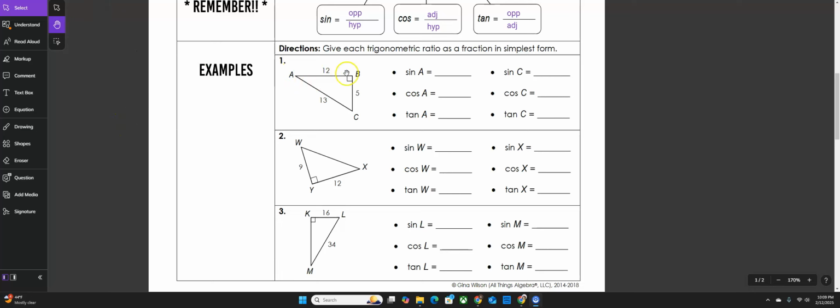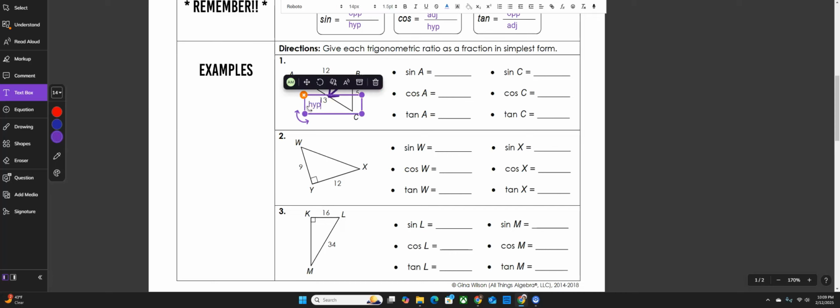So let's look at number 1. In triangle ABC, we have sides of 12, 5, and 13. So the very first thing we're going to do is find that hypotenuse. Here's our box indicating the 90-degree angle. Straight across from that is our hypotenuse, always. So I'm going to go ahead and label that hypotenuse. That won't change for either of our angles.